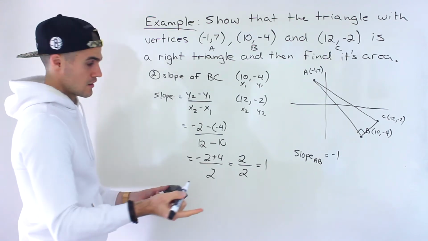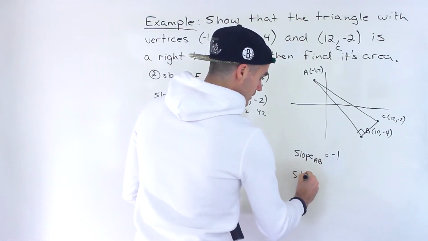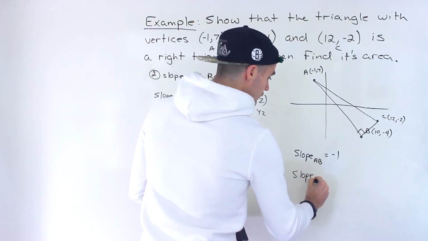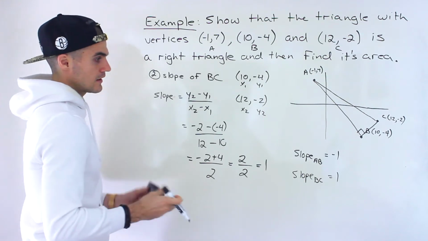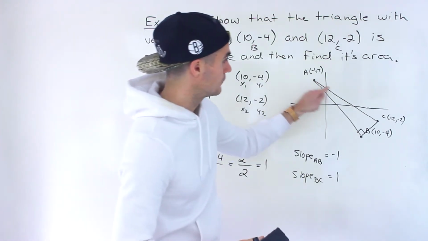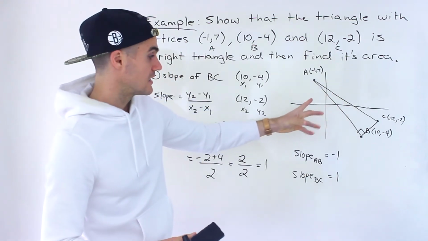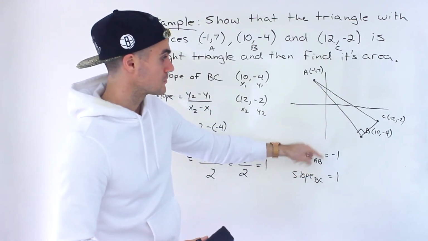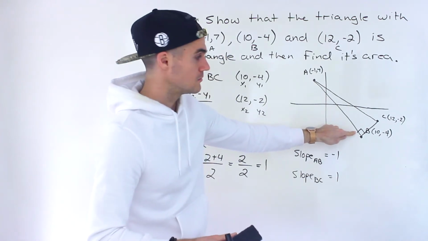And notice that this slope and this slope are indeed negative reciprocals of each other. Okay, and if they weren't, then we would find the slope of this line AC, and then hopefully that line would be a negative reciprocal of one of these slopes. But our prediction was correct that the right angle is going to be right there.